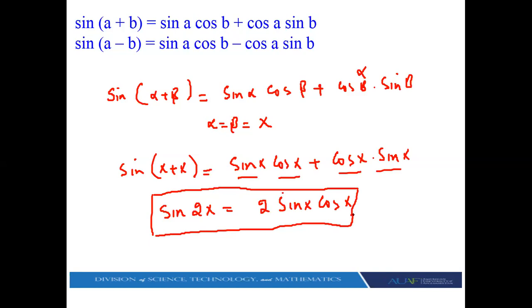Correct? Sine of x plus x equals sine x cosine x plus cosine x sine x, which is equal to 2 sine x cosine x. So we will use this formula as well in our calculations, and anywhere we have 2 sine x cosine x, we can say that it is equal to sine 2x.